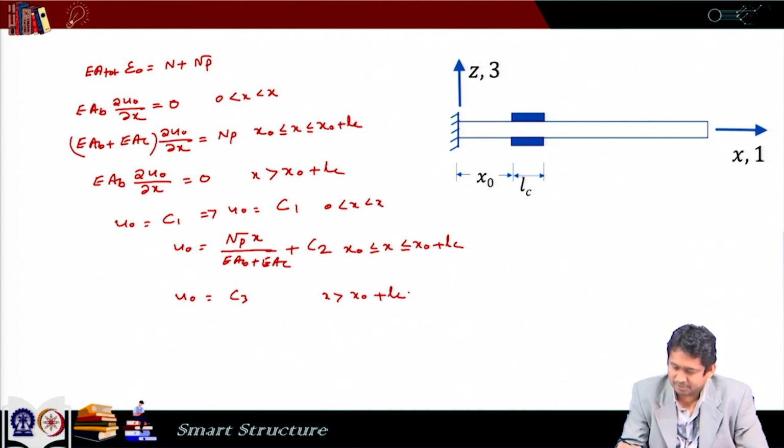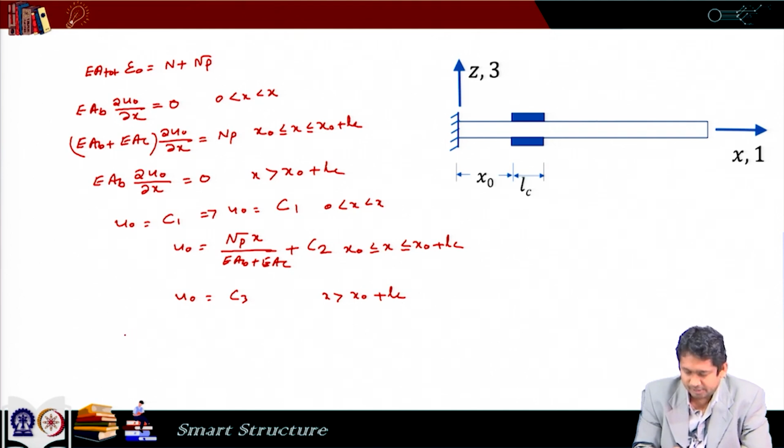Now, we have to apply the boundary conditions and the continuity conditions. So, here we have three constants C1, C2, C3, and we have three conditions. Displacement is 0 here, and the displacement is continuous here. So, whatever displacement we get from this side, it should be the same from this side. Similarly, whatever displacement we get from this side, it will be the same as what we get from this side. So, if you put these conditions, it gives me C1 is equal to 0, because u at x equal to 0 is equal to 0.